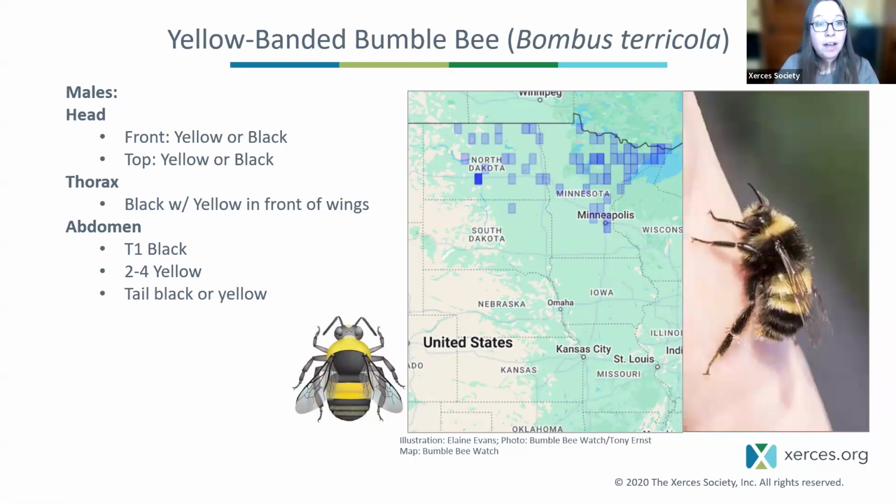For males, they have a really similar color patterning. T1 will be black on males, T2 and 4 will be yellow. The tail can be black, or sometimes it will also have a few yellow hairs as well, just like the females. The thorax of this bee is generally black with yellow hairs before the wings, and then the hairs on the top of the head and front of the face can be black or yellow or an intermix of those colors.